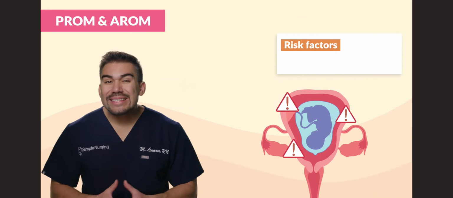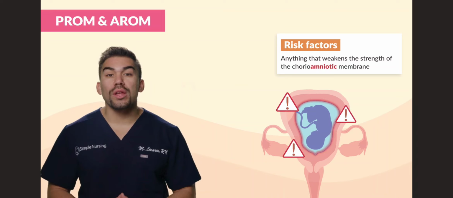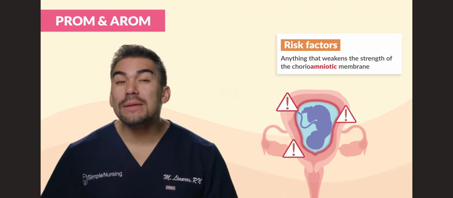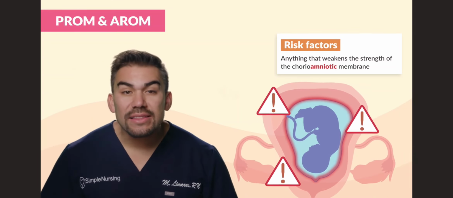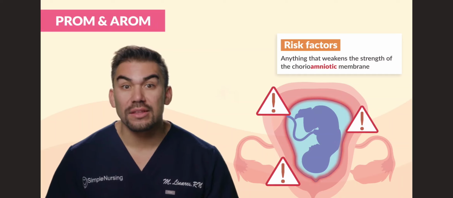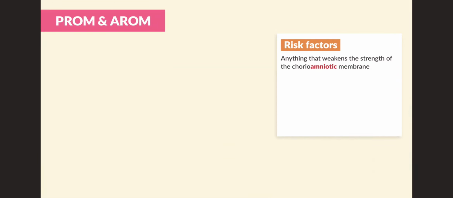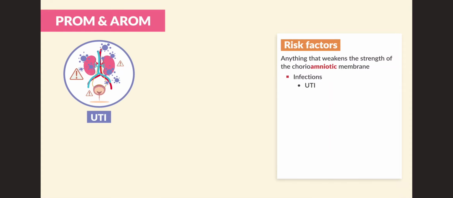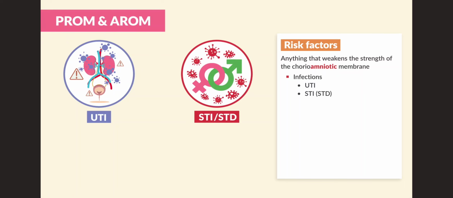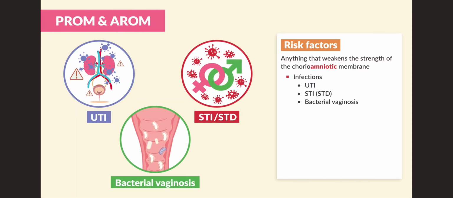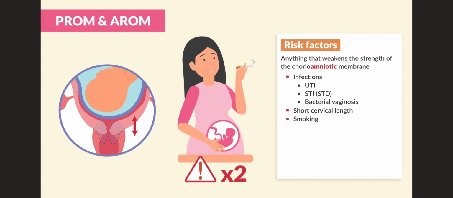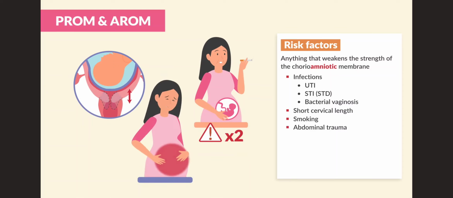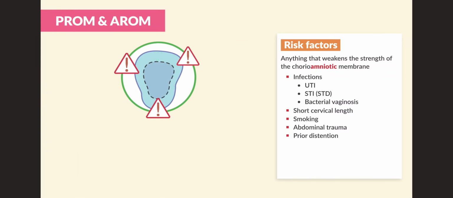Now in terms of risk factors, this includes anything that weakens the strength of the chorioamniotic membrane. Remember, this is the bubble of amniotic fluid that the baby floats in. As you can see, this is located inside the uterus right behind the cervix, the door to the uterus. Now, risk factors include infections that will weaken these membranes. For example, UTI, that urinary tract infection, STIs or STDs, as well as bacterial vaginosis. And even short cervical length, smoking actually doubles the risk, and abdominal trauma. And even prior distension of chorioamniotic membrane.